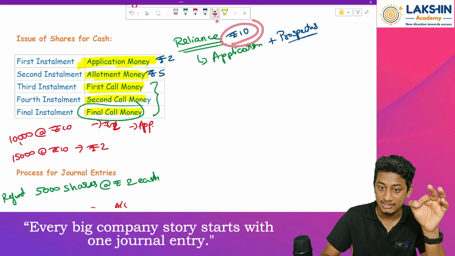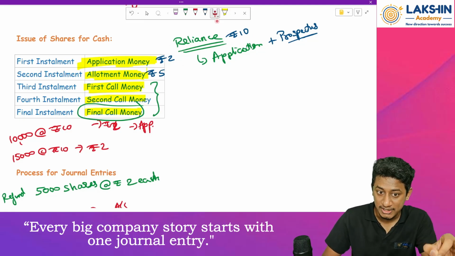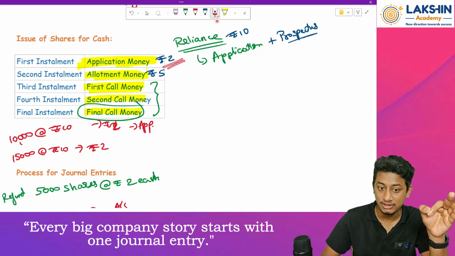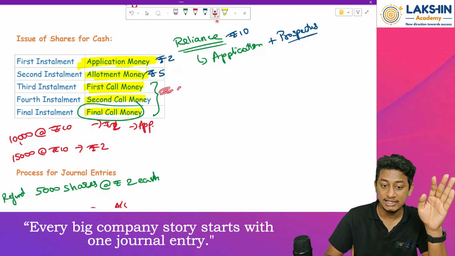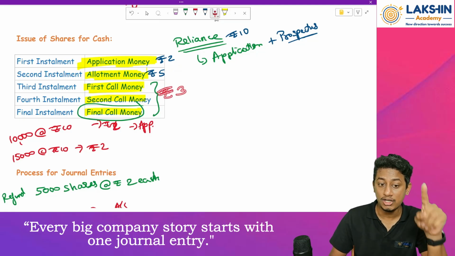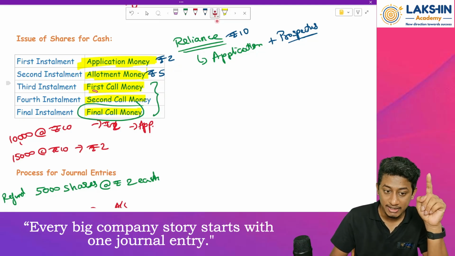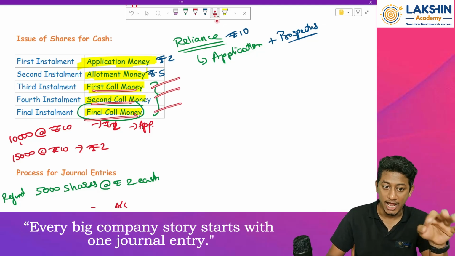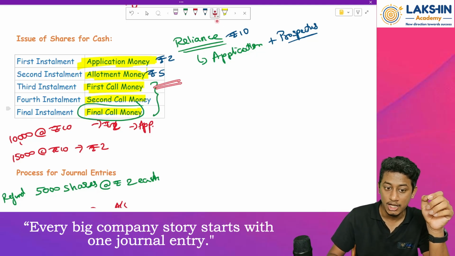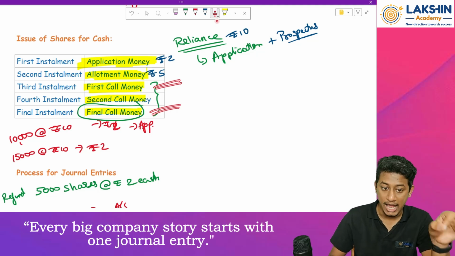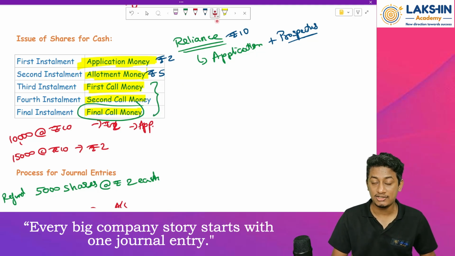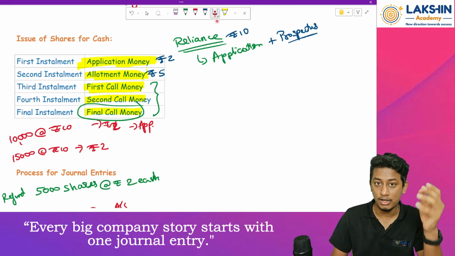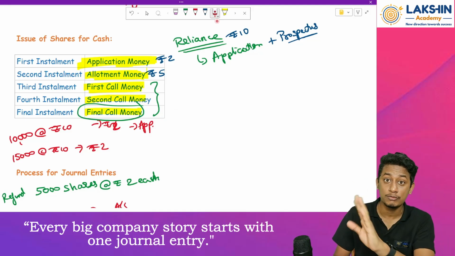Because total value of shares is how much? Rupees 10. So out of rupees 10, rupees 2 has been received on application. Rupees 5 has been received on allotment, whereas rupees 3 will be received on what? Received on calls. Now I can make first call, second call, third call, rupees 1, 3 rupees, or I can do this also, rupees 2 on first call, rupees 1 on second call, or I can do rupees 3 on final call also. It completely depends on the company. It is at the company's disposal to call the money whenever it requires, but it cannot call more than rupees 10.